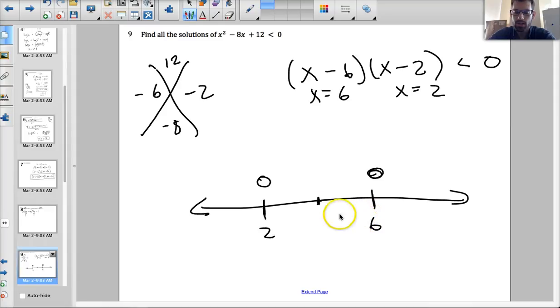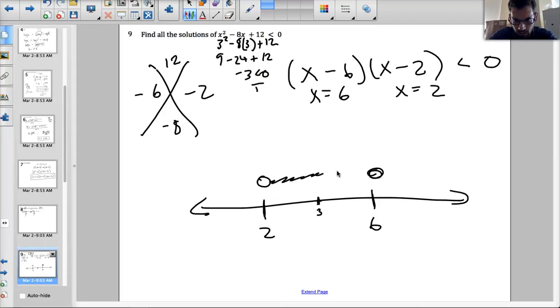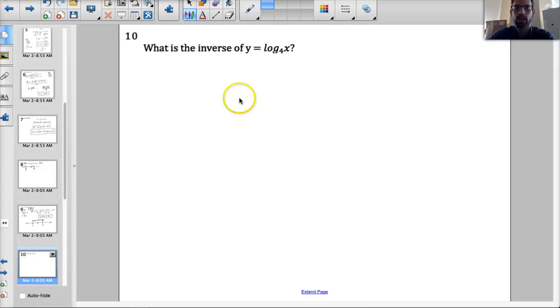A point between 2 and 6, I'm going to say 3. I'm going to test the point 3. So 3 squared minus 8 times 3 plus 12. That would be 9 minus 24 plus 12 is less than 0. 9 minus 24 is negative 15, plus 12 is negative 3, which is less than 0. This is true, so I am going to shade in the middle. All of my solutions will be all of the values of x between 2 and 6, just like that.